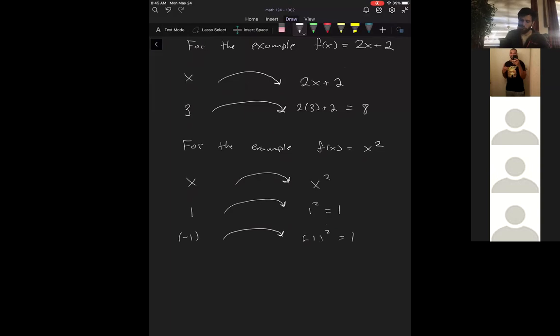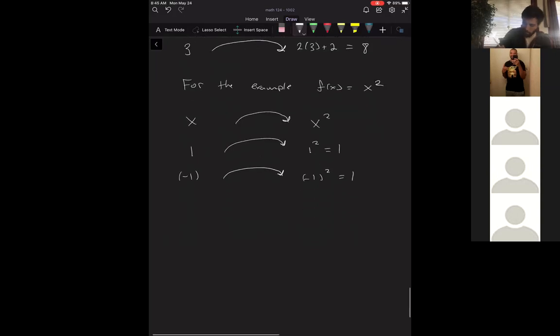Notice here how it took the x value of 1 and turned it into 1, and it also took the x value of minus 1 and turned it into 1. That's okay. We're allowed to have the same y value. Something that we're not allowed to have is an x value giving two y values. So for example, here's something that's not allowed.